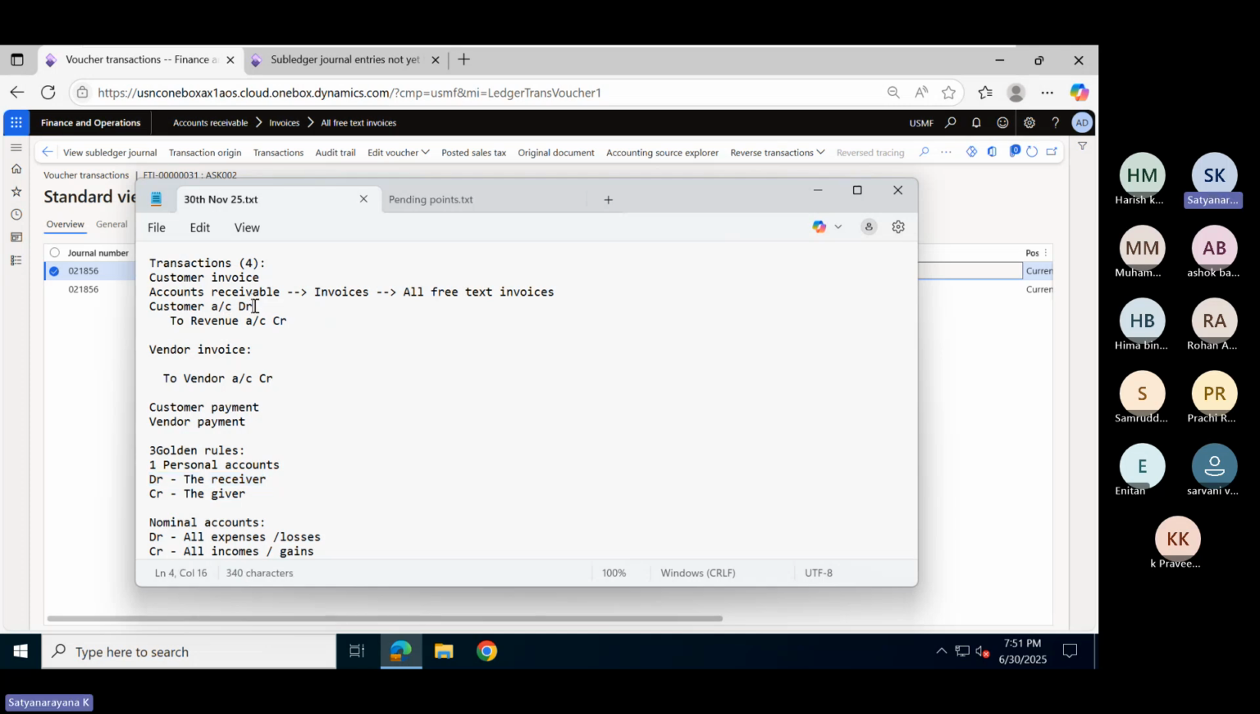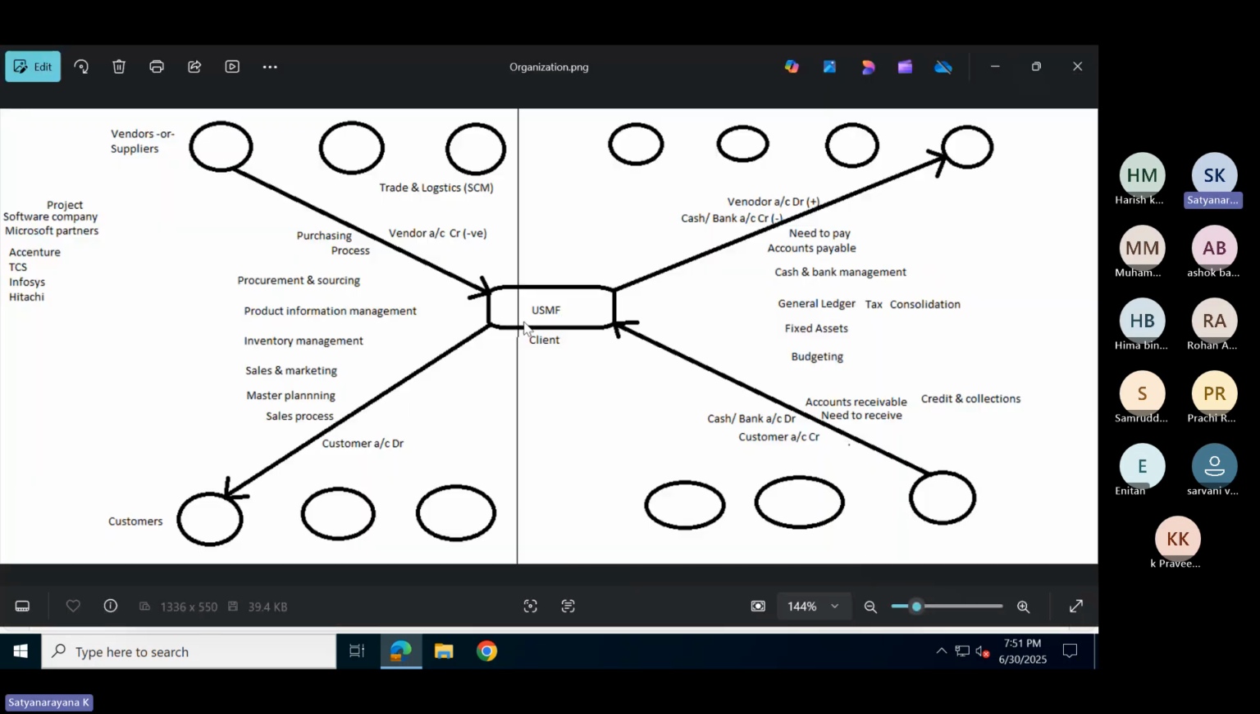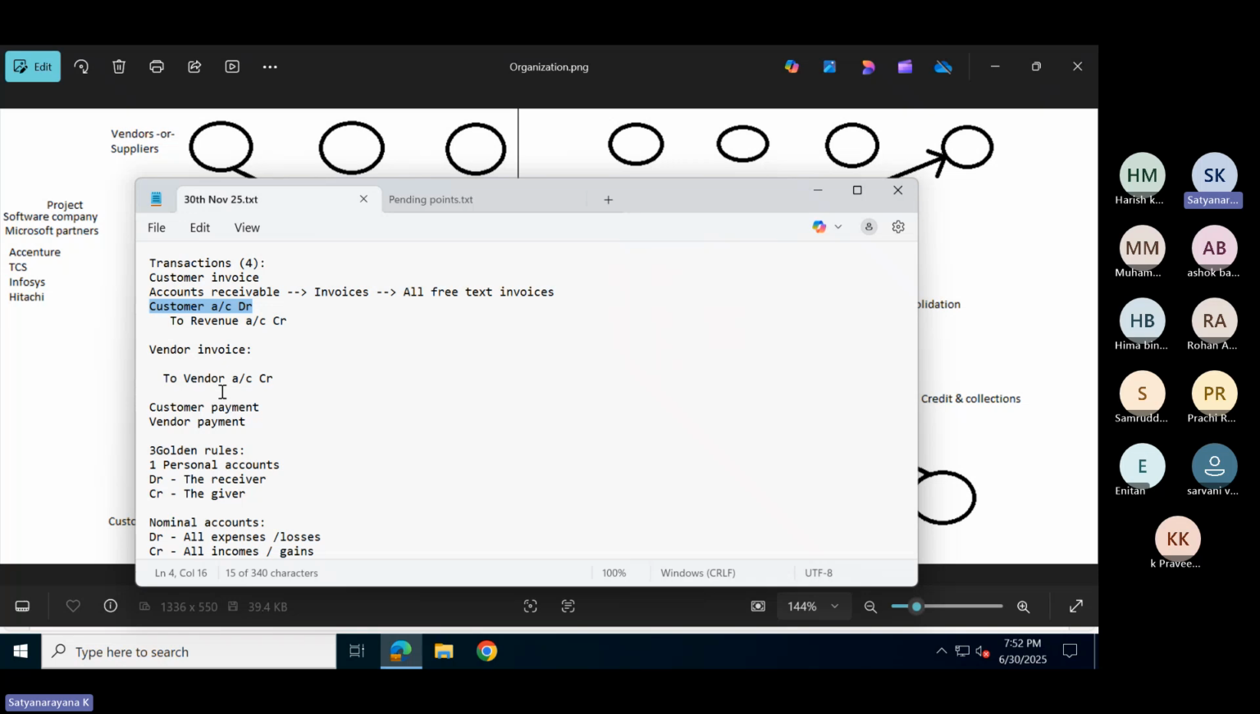Okay, so debit all expenses and losses, credit all incomes and gains. So here this credit revenue is coming. Customer account debit to revenue account credit, that is debit the receiver, credit the giver. This rule is applied. Debit the receiver. So here debit the customer. You need to apply this logic because the customer is receiving material, and here the vendor is giving material. So the giver, that rule we'll see later.